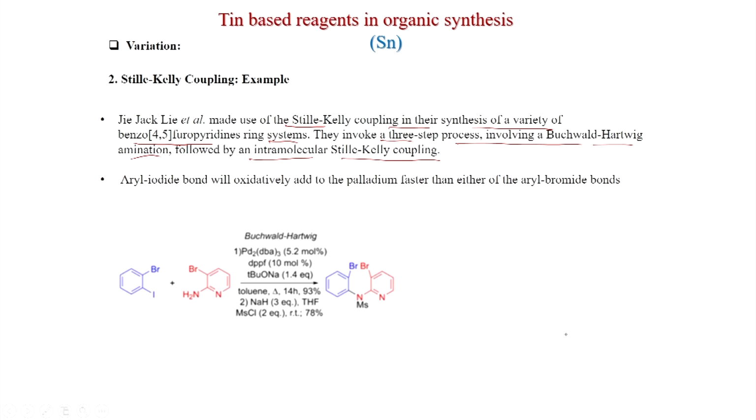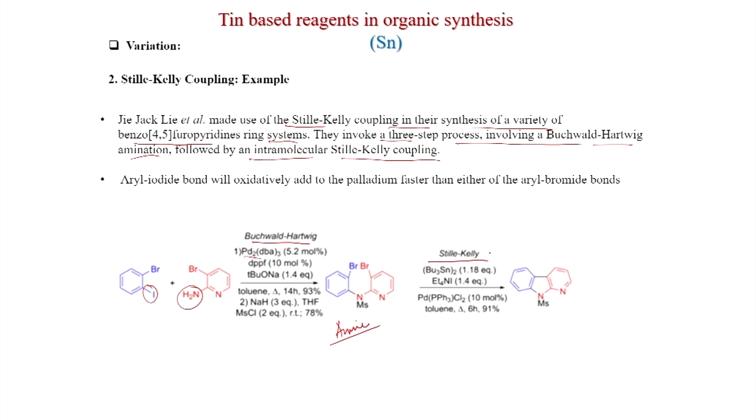So, this is the reaction. First, the Buchwald-Hartwig coupling happens here with palladium catalyst. So, this NH2 adds to this aryl iodide bond and you get this amine. So, amination happens and then this Stille-Kelly coupling reaction, because you can see two aryl bromides are there. Now, distannane you have to add and these are the additives, this is the catalyst Pd(PPh3)2Cl2 and then you get this compound. Here they are telling the aryl iodide bond will oxidatively add to the palladium faster than either of the aryl bromide bonds. So, this is selective amination happening at the aryl iodide. So, two aryl bromides are formed, now Stille-Kelly coupling will give this product. This was published in Organic Letters 2002.